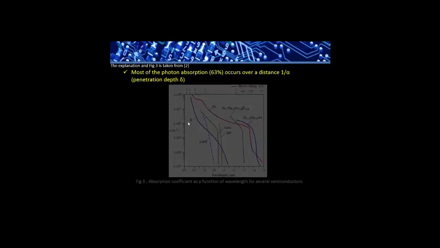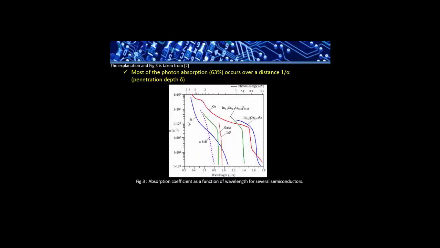Absorption coefficient is too small when the wavelength is longer than the bandgap wavelength. Absorption coefficient is very large when photons are absorbed near the surface of the device. Most of the photon absorption, 63%, occurs over a distance of 1 over the absorption coefficient, called the penetration depth.